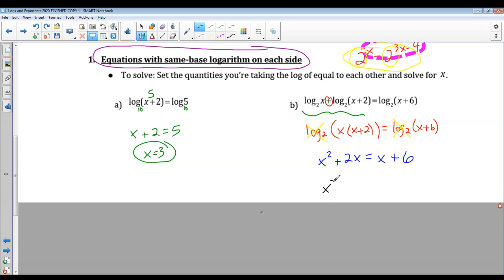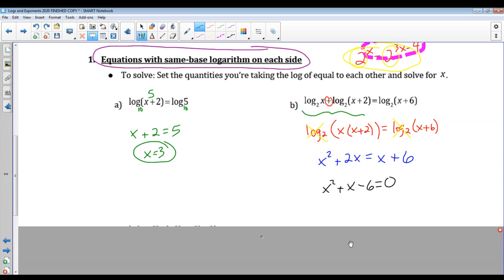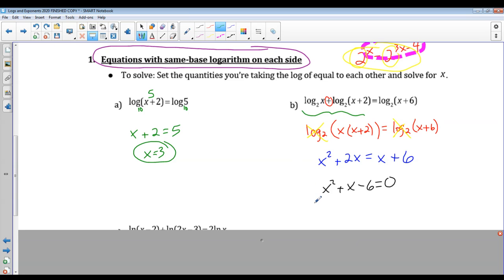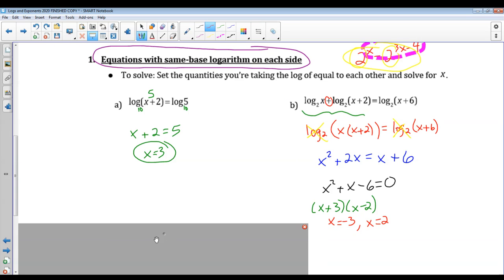Subtract x from both sides. Subtract the 6. We have a nice quadratic equation. We factor: x plus 3, x minus 2. I think I'm good there. I'm going quick. x equals -3 or x equals 2 are my two answers. All right, so I know I flew through that, but if you want to pause and rewind, that's obviously something you should take advantage of. And we're done. We have our two answers.